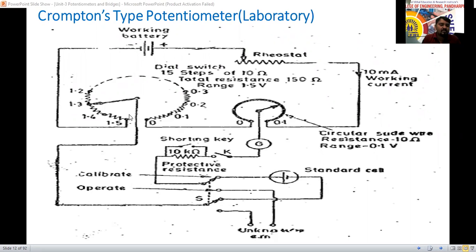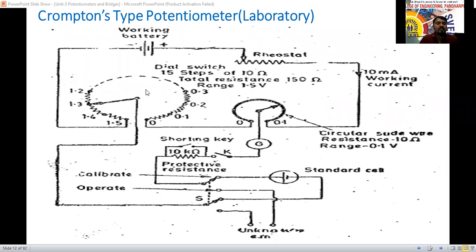What is the total resistance? Each step, each dial, is 10 ohm. Okay, total 10 dials are there. Sorry, 15 dials are there. 10 into 15, how much is it? 150 ohms resistance it is now. Total resistance of this one is 150 ohm. So the range of this dial switch is 0 to 1.5 here. One dial goes 0, 0.1, 0.2, 0.3, 0.4, 0.5, 0.6, 0.7, 0.8, 0.9, 1, 1.1, 1.2, 1.3, 1.4, 1.5. Total 15 steps are there here.